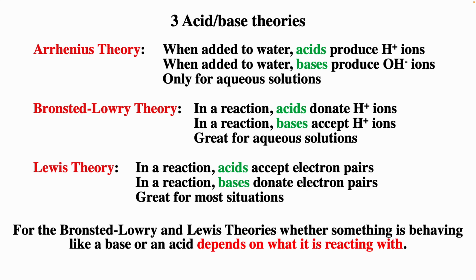So for Bronsted-Lowry theory, you're looking at if in a reaction it accepts hydrogen ions, then it's characterized as a base. If in a reaction it donates hydrogen ions, then it's characterized as an acid. And Bronsted-Lowry theory is great for aqueous solutions. For Lewis theory, if in a reaction a compound accepts an electron pair, then it's characterized as an acid. If in a reaction a compound donates an electron pair, then it's characterized as a base. And again, Lewis theory is the most general.